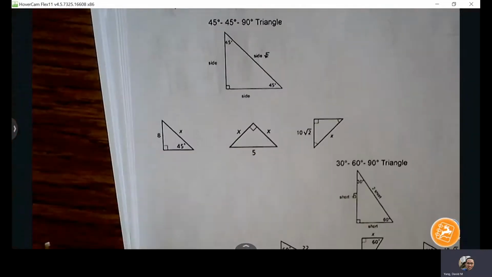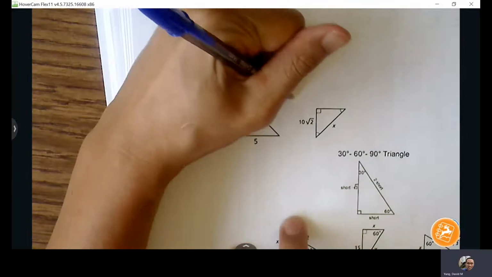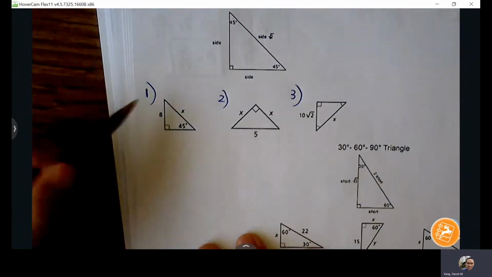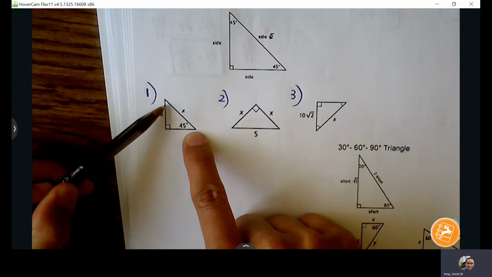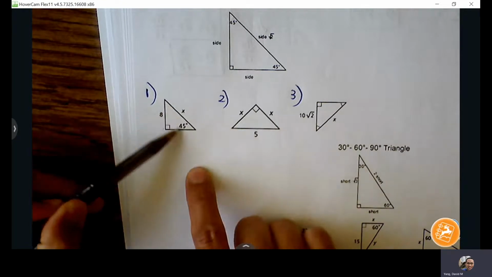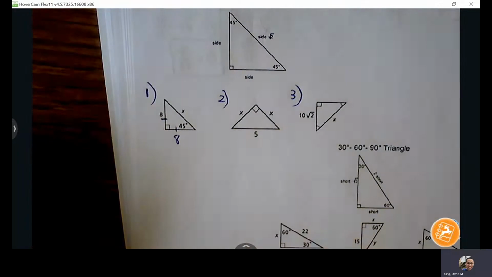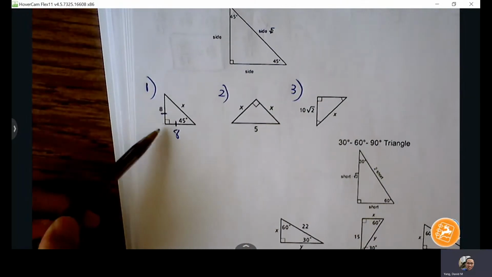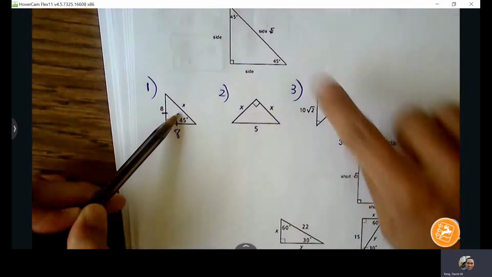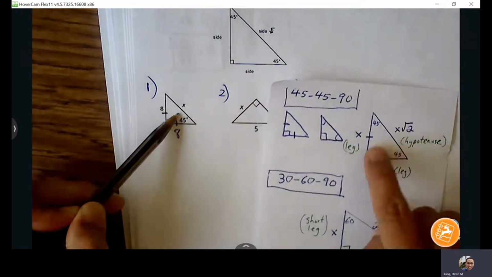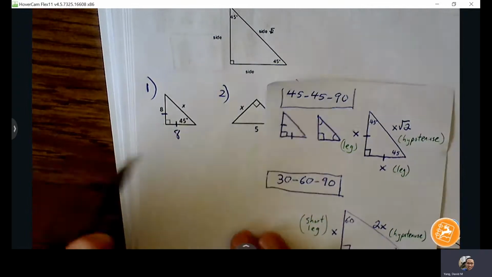Okay, so let's try this problem here. I'll call this number 1, number 2, and number 3. Okay, 45 degrees is showing, 90 degrees showing. We know this must be 45 as well. We know that the legs are the same length. I'll mark them as 8 and 8. And the hypotenuse is going to be longer than the leg by √2. So we just take the leg, multiply by √2, and that's going to be the length of my hypotenuse.